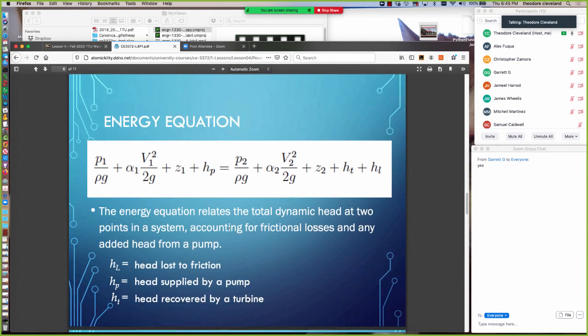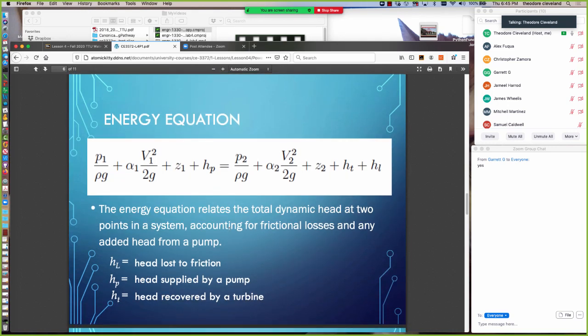And all these are related within a pipe between two locations, so you can think of 1 and 2 as being two junctions by the energy equation. And the energy equation, if you recall from fluid mechanics, looks something like this. It looks suspiciously like the Bernoulli equation, because it is. It's also known as the modified Bernoulli equation.